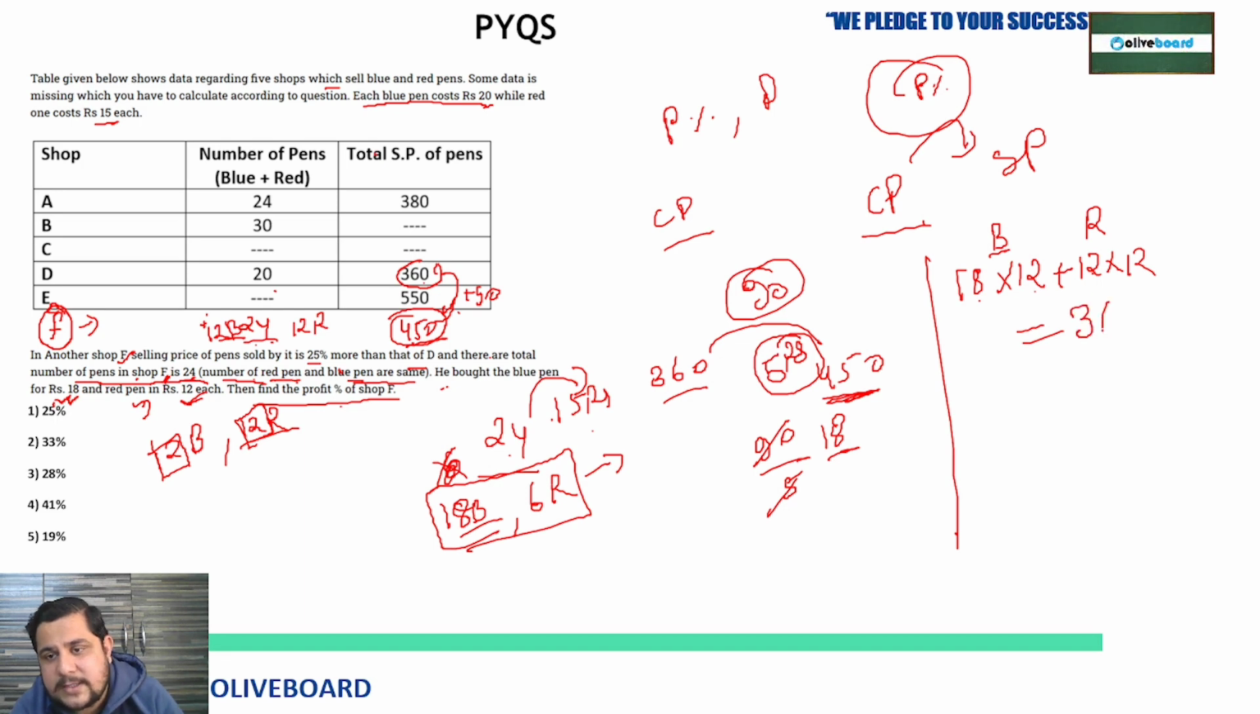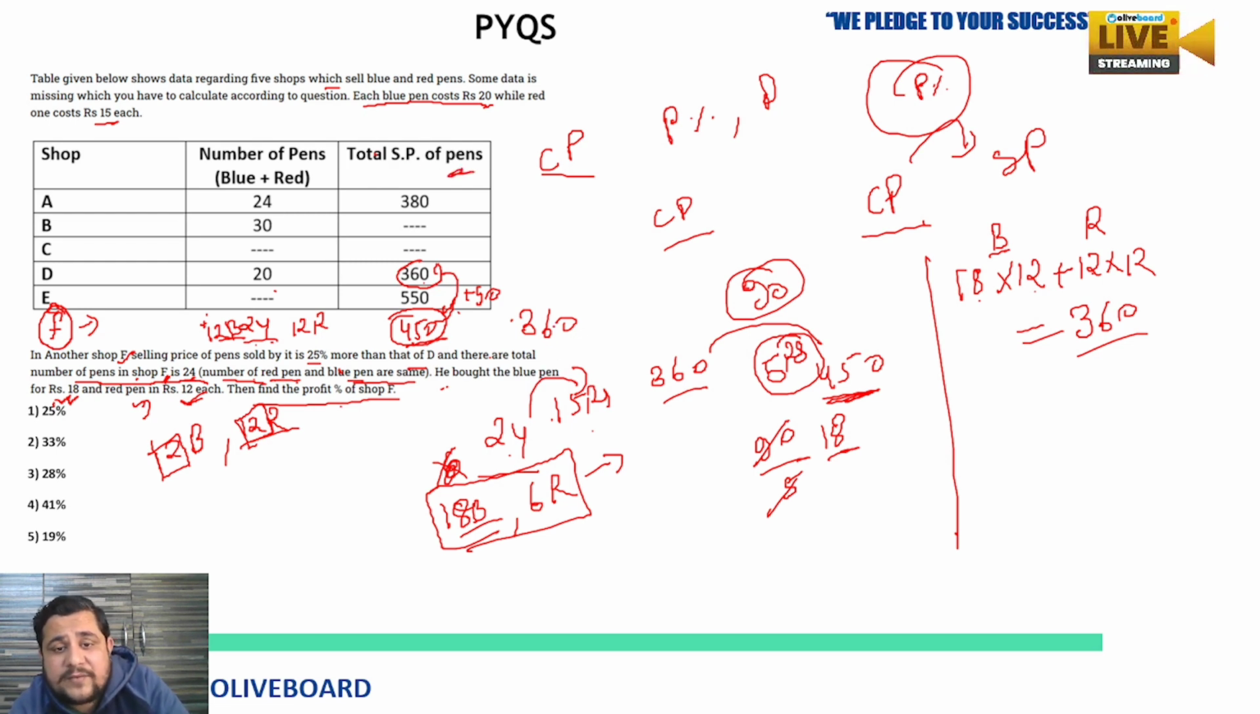Okay, 360 is the total here. How much are we getting? 360. So that is the cost price, the total cost price of pens from shop F. Now 450 and 360. The cost price is 360, which is 90 less than the selling price. So the profit is how much? 450 minus 360, so plus 90 rupees. This is the cost price, and this is the profit.